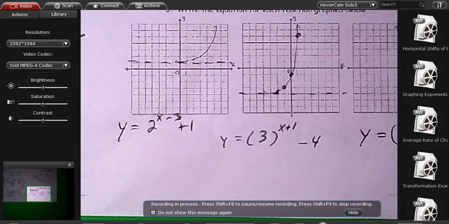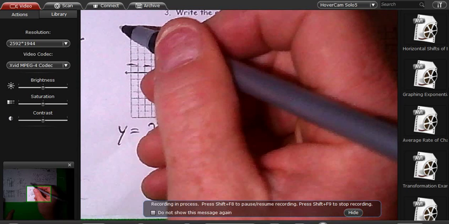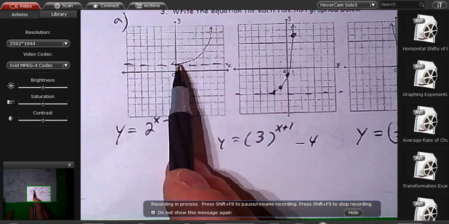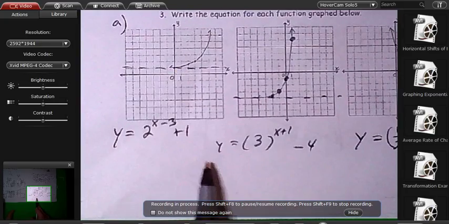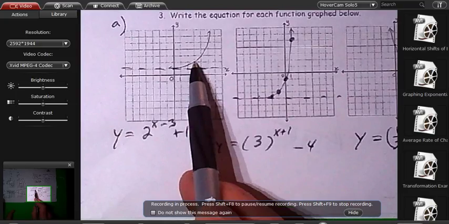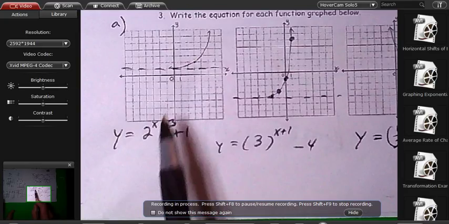Now, look at number 3a. Notice that my asymptote is up 1. So that tells me I'm going to have a plus 1. Also notice that the shift point, which is 1 unit above the asymptote, has gone to the right 3 units. That tells me to use x minus 3. So that's where these values came from.